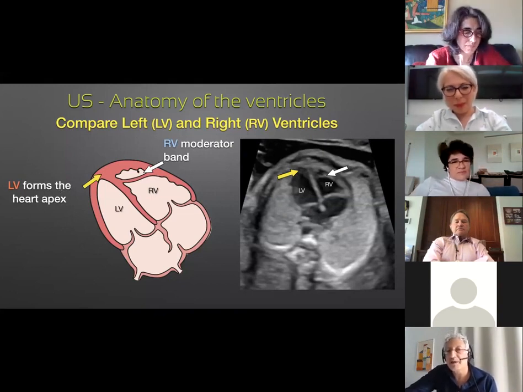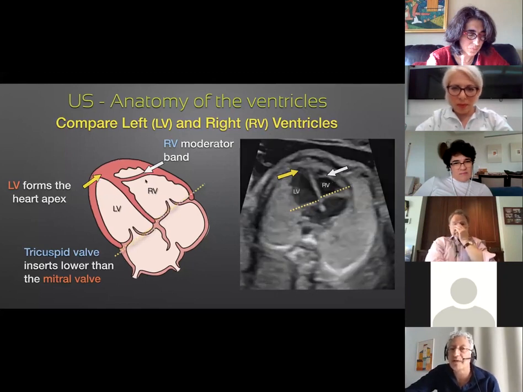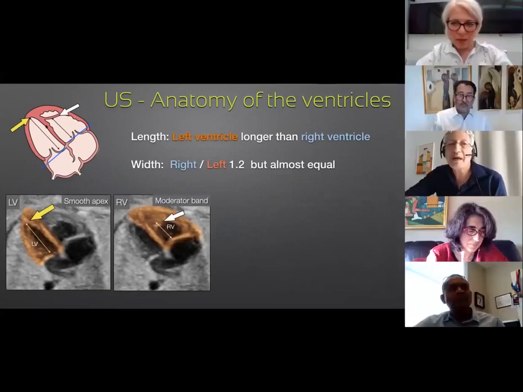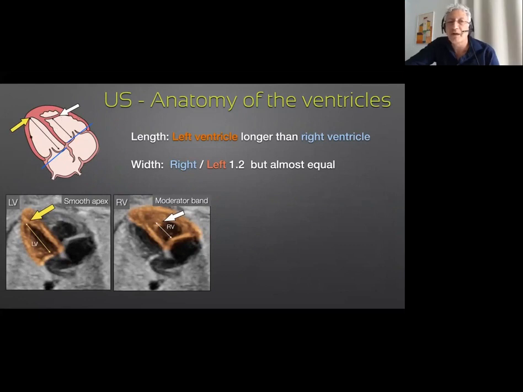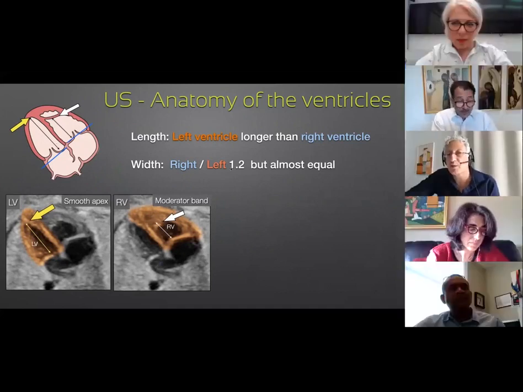On the right side, there is the moderator band, which was described by Leonardo da Vinci some 500 years ago. Second, you'll find the tricuspid valve, which is inserting slightly lower than the mitral valve on the septum. You can appreciate this on the ultrasound image, as you know. Because of the moderator band and the tricuspid valve, the right ventricle is shorter than the left ventricle. The left ventricle has a smoother surface, whereas the right ventricle has a more irregular surface. And if you look at the width, the right ventricle is slightly larger than the left, in the ratio of 1.2 to 1, but in general it's almost equal.